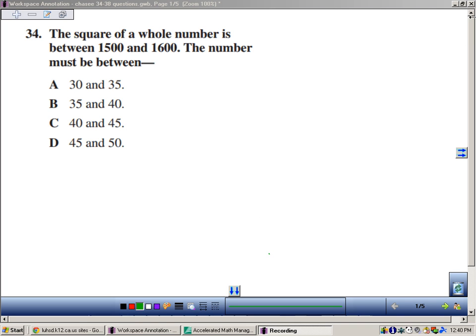Hey, good morning, afternoon. CAHSEE class, and I'm going to talk a little bit about some questions on the California High School Exit Exam. These are the released sample questions involving roots of numbers, okay?